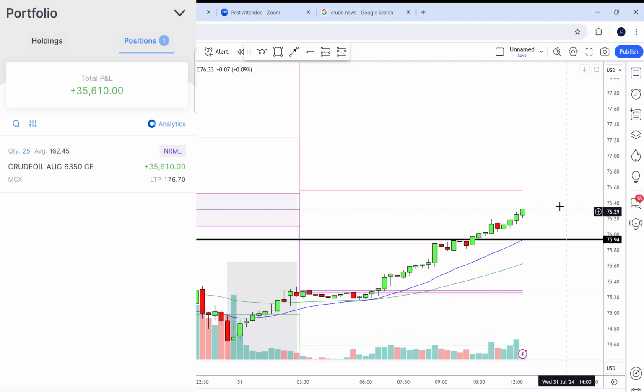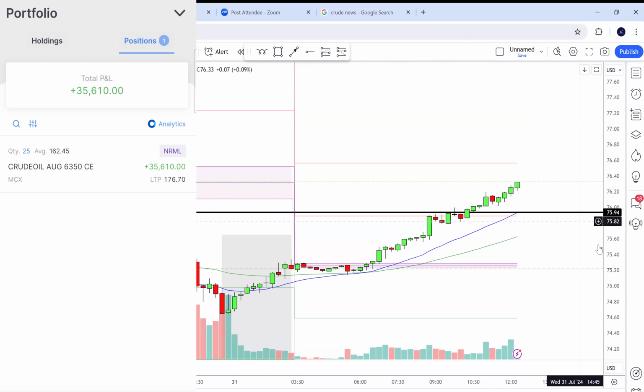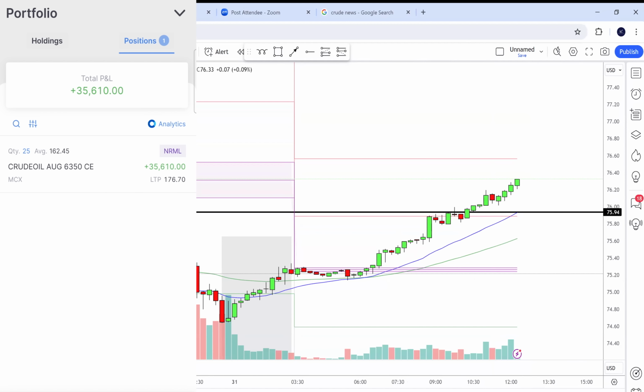Okay guys, now time is 12:23, and you can see that after breaking that previous day high resistance, there is a single upward momentum in crude oil, right? So that is the way I analyze these charts. This resistance will be broken, and I went long on this candle, and you can see that price has already moved this much. Okay, so anyways, I'll come back and I'll update you guys in some time.